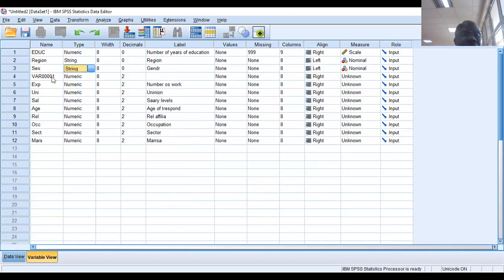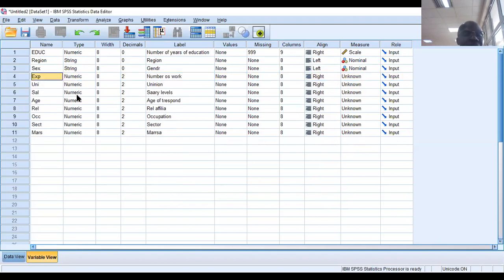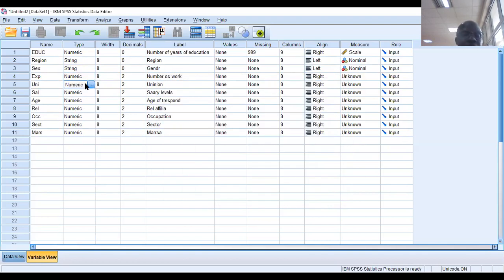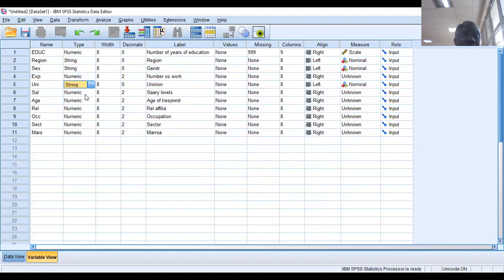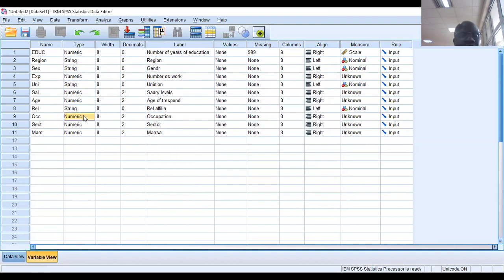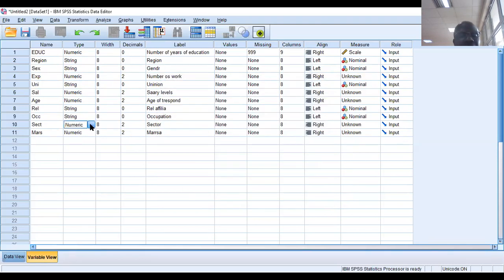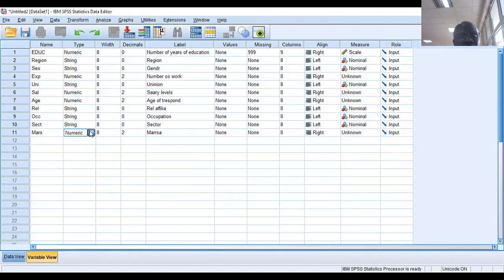This one, because there's nothing here. This one, I thought I deleted it. So just clear it. Then also this number of years, of course, is numeric. The number of years. Union membership is a string. That's the qualitative variables. A salary, of course, is numeric. Age is numeric. Religious affiliation is a string. And then, of course, occupation is a string. Then a sector is a string. And then marital status is also a string.